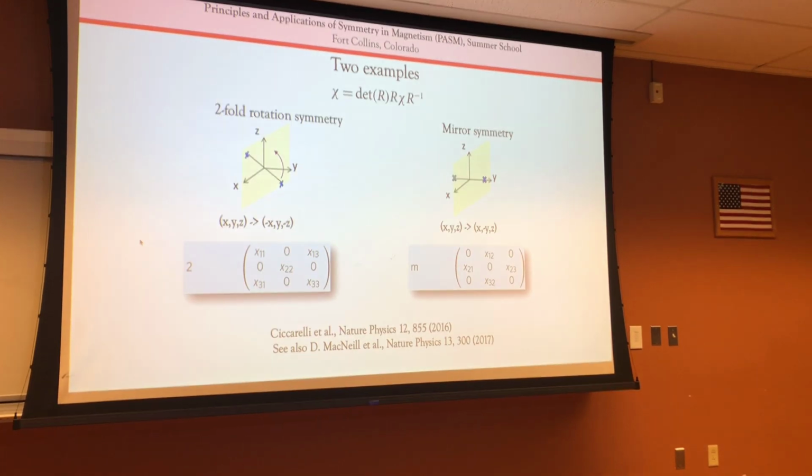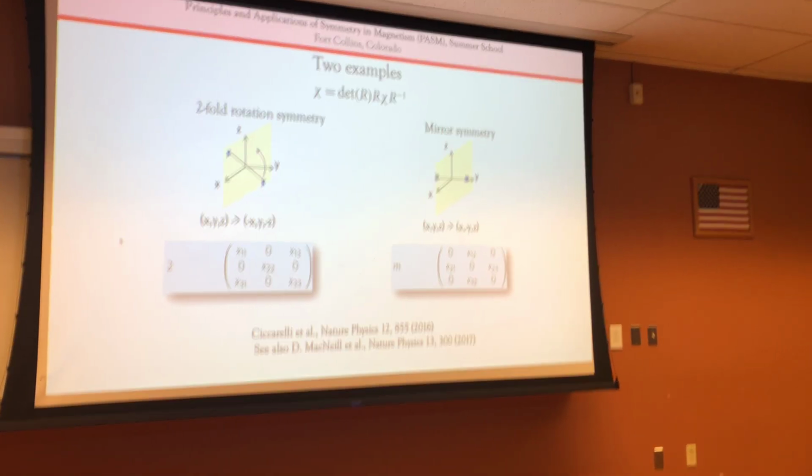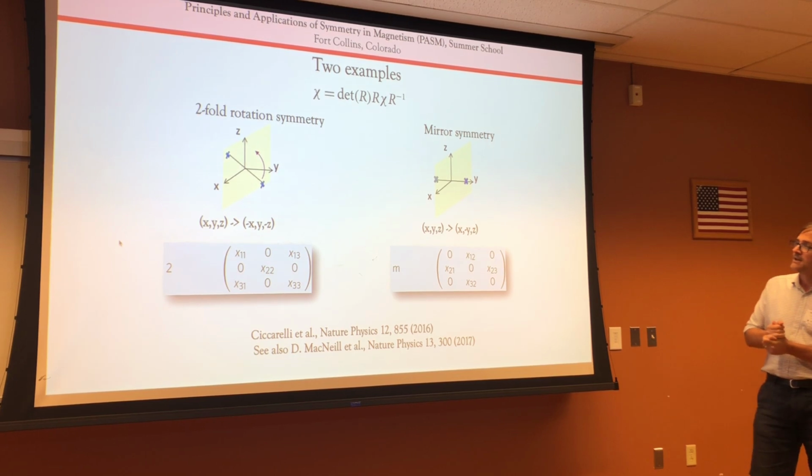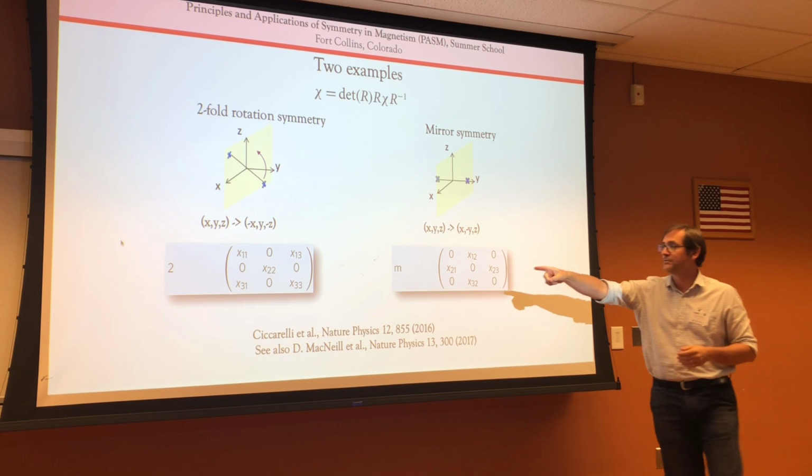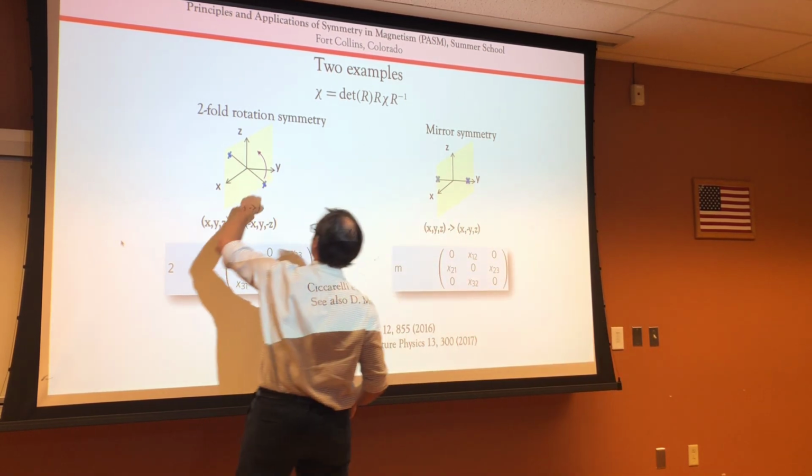Whatever the form of the torque, here is an example of two very simple transformations. Here you have a twofold rotation symmetry. You have X, Y, Z.